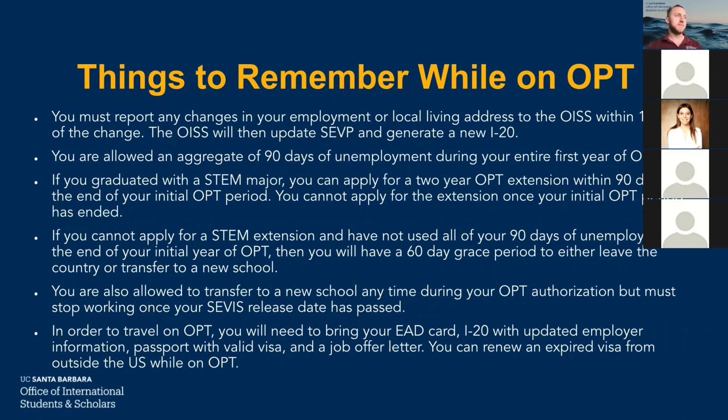If you graduated with a STEM major, like I mentioned, you can apply for that 2-year extension. You can't apply for it once your initial OPT period has ended. If you cannot apply for a STEM extension and have not used all of your 90 days of unemployment by the end of your first year of OPT, then like I mentioned, you'll have that 60-day grace period.